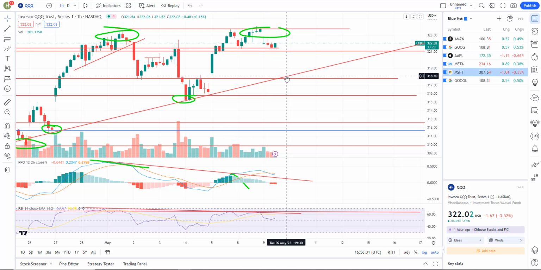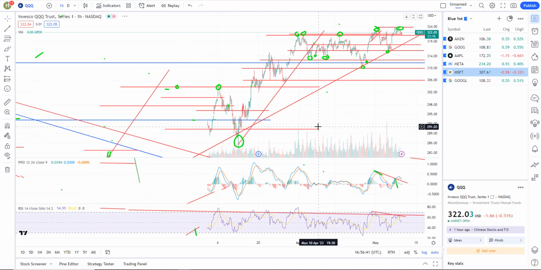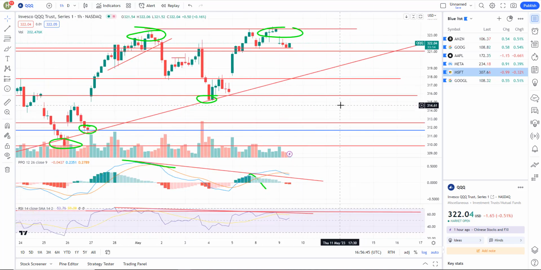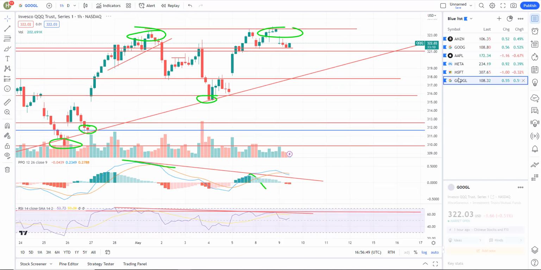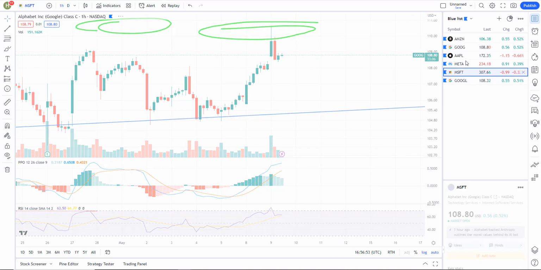So I think it's very likely we're heading down to this trend line, this upward trend line right here, somewhere in the 318-ish. And until that breaks, that's the upward trend that I can see. So we'll watch that. We'll watch the Nasdaq futures. We'll watch some of these Fang stocks to give us an idea of where things are going. And yeah, that's all those Fangs.